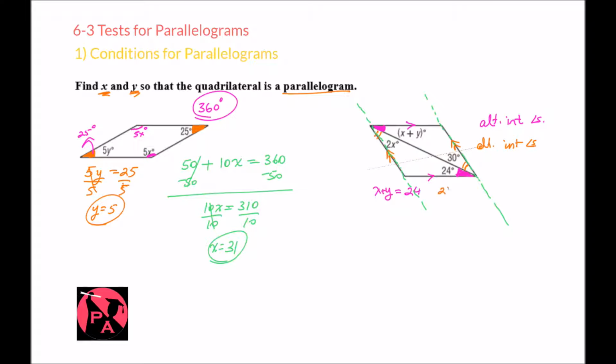So if they are the same, 2x would be equal to 30. Divide each side by 2, we would get 15 for x, which means now we know what x is equal to, so we can plug it in. X plus y is equal to now 15 plus y. Now we are going to solve this equation. Subtract 15 on each side. Y is equal to 9. Since we have both of the values of x and y, we are done with this question. Now we can move on to the next one.